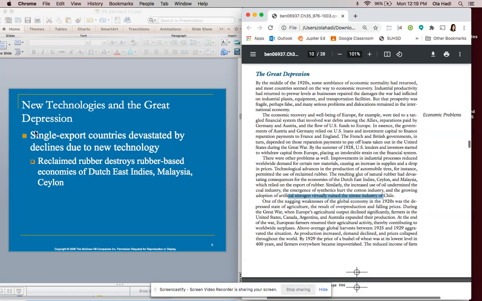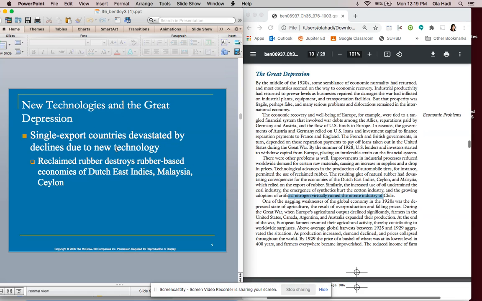So what this is going to do is any countries that depend on the export of raw materials like rubber, like oil, like cotton, they're going to see their economies weaken. And it tells you about the destruction of economies based on rubber, but there were lots of other economies that were dependent on raw materials that are going to suffer.